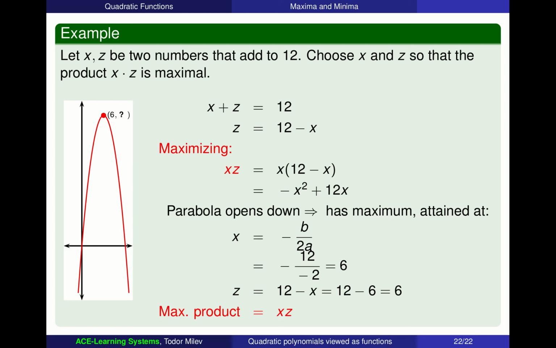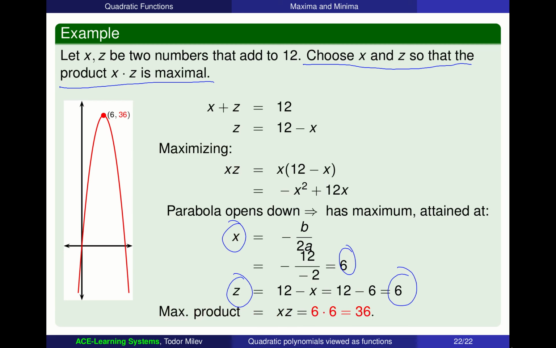Actually, let's read the precise formulation of the problem: choose x and z so that the product is maximal. It is not completely clear what our final answer is. Do we just need to give the value of x? Do we just need to give the value of z? Or the value of z, the value of x, and the value of the product? When that's not completely clear from context, just indicate everything. So in this case, we indicated what x is, 6. We indicated what z is, that's equal to 6. And let's indicate the maximal product. The maximal product is x times z, which is 6 times 6, which is 36. So our maximum is attained when x is 6, z is 6, and their product is 36.